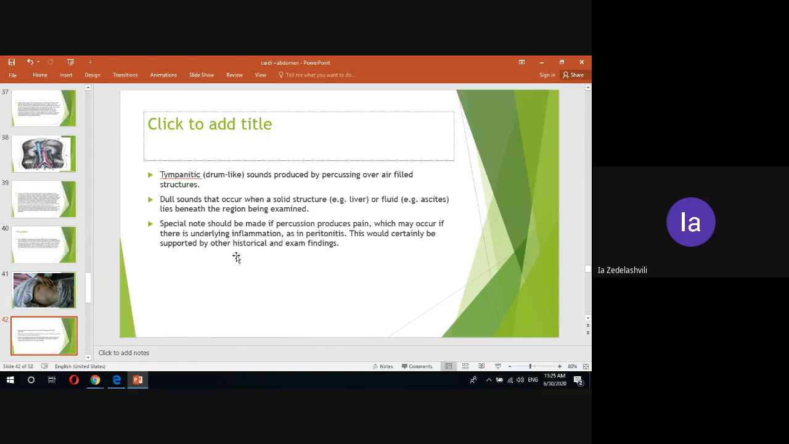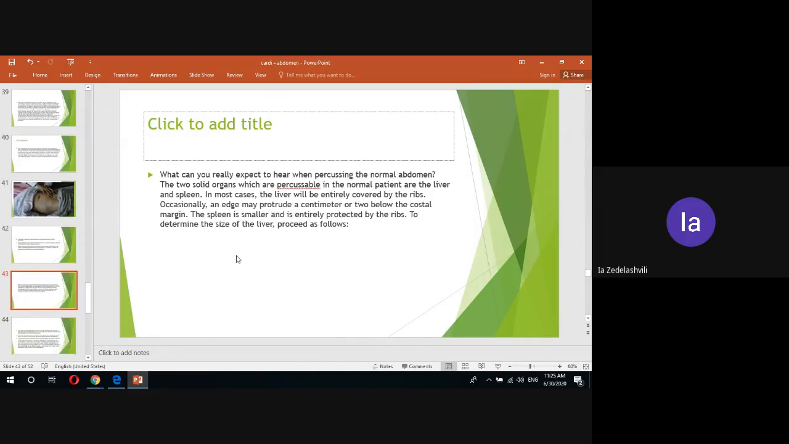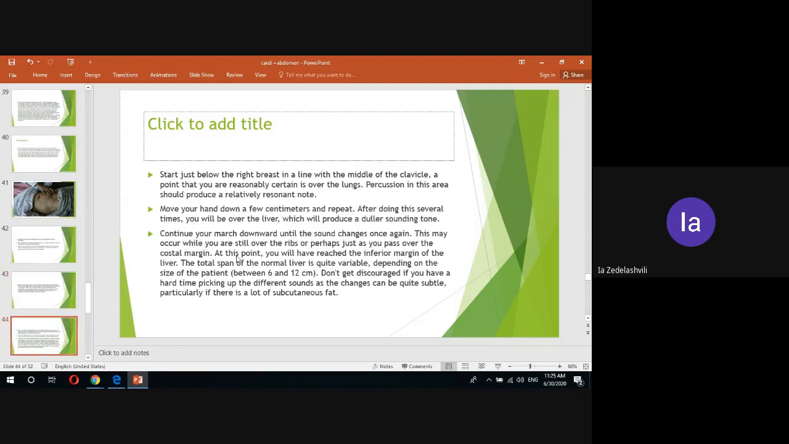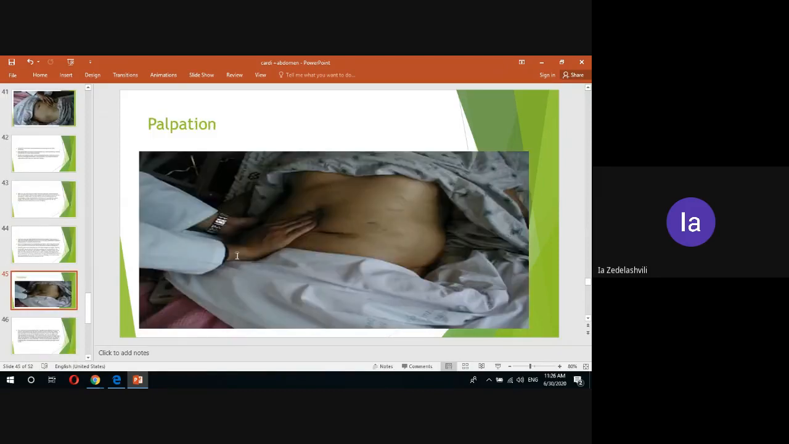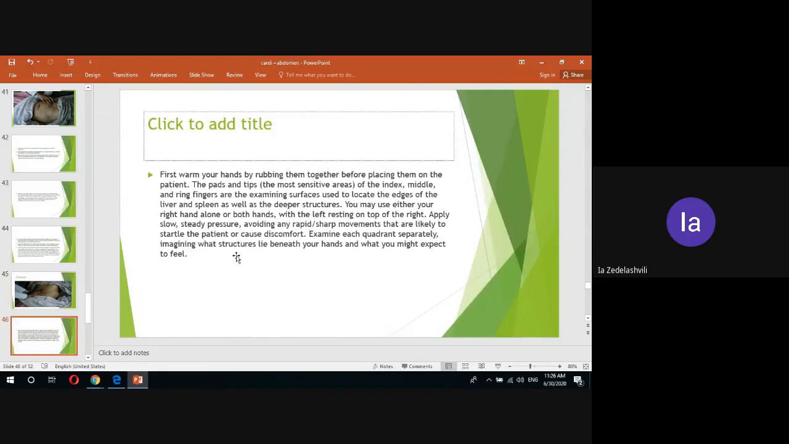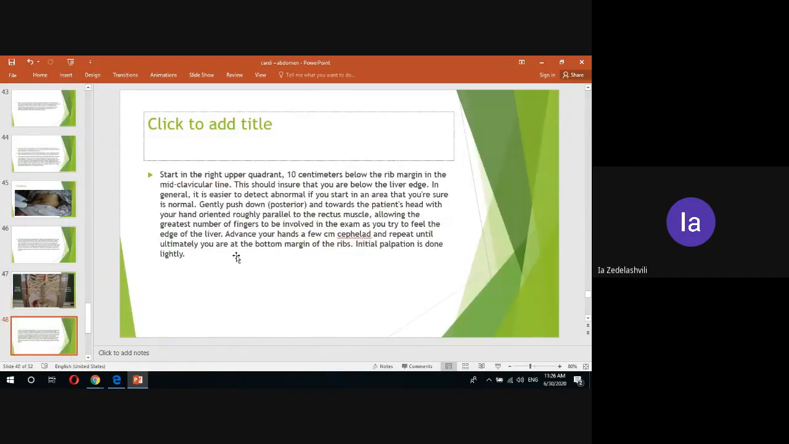Then special note should be made if percussion produces pain. This must be remembered. Then, what we can percuss and what not. Then palpation. So what is palpation? Why do we use palpation? How do we use palpation? From which angle do you begin, how do you follow.